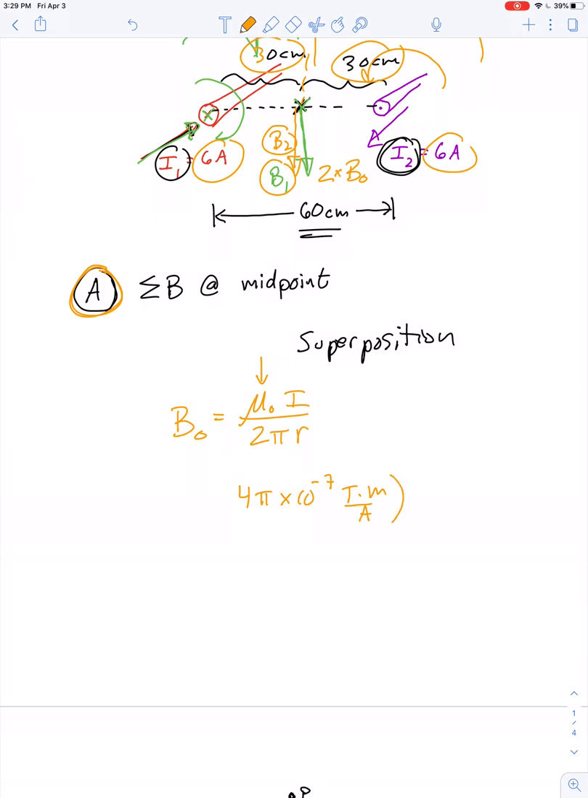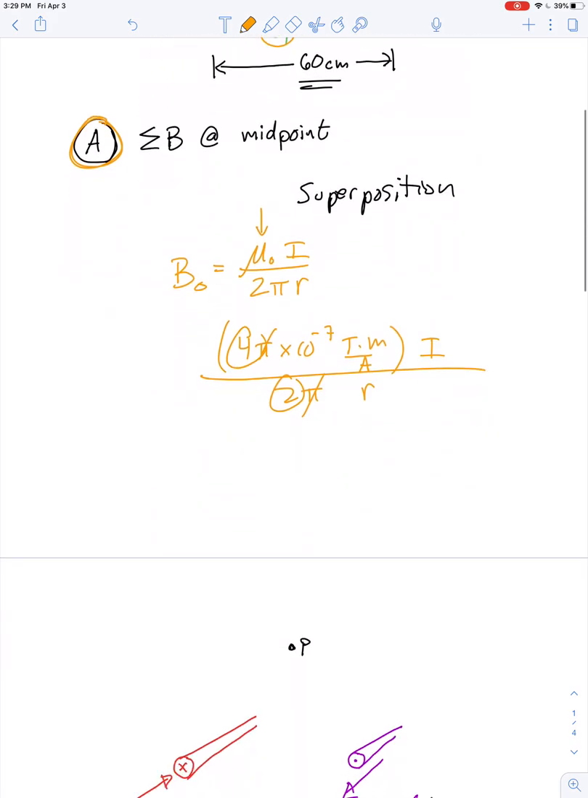So if we're going to multiply that times some amount of current and then divide that by 2 pi times some value of radius, we might as well just cancel out the pi and say 4 divided by 2 is 2. So another form of this equation says the magnetic field at any distance from a long straight wire is 2 times 10 to the negative 7th Tesla meters per amp times the ratio of current divided by distance.